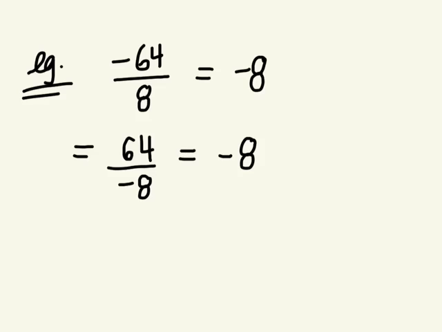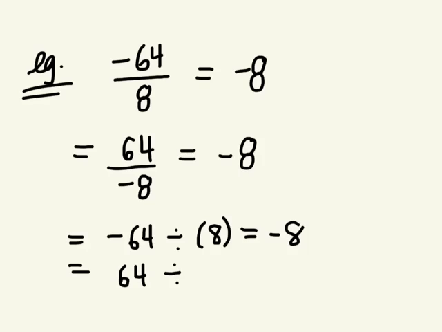Yes. Good. Or we can write it like this. Negative 64 divided by 8 equals negative 8. Or 64 divided by negative 8 equals negative 8. Okay, too many equal signs here. There we go, that's better. Okay, and if you notice, I put this in brackets just to separate the two symbols, the two signs.